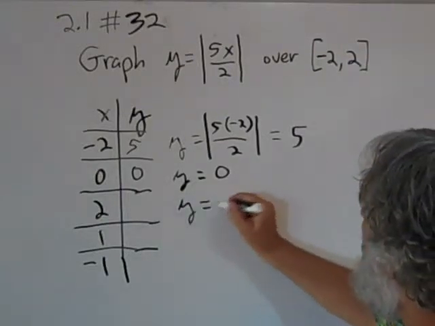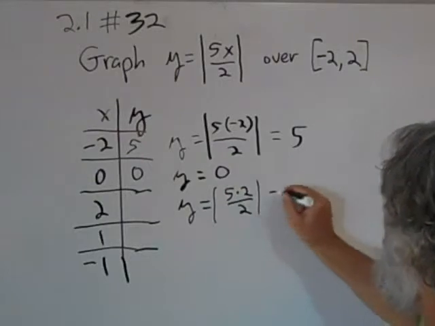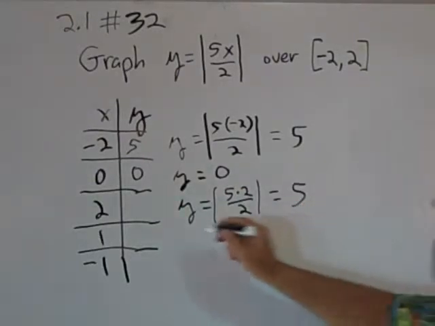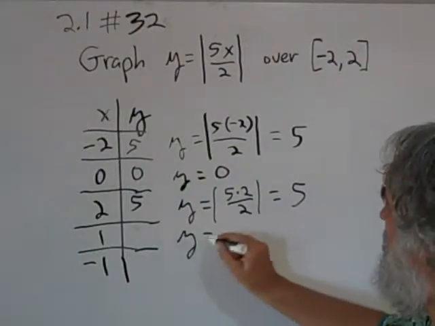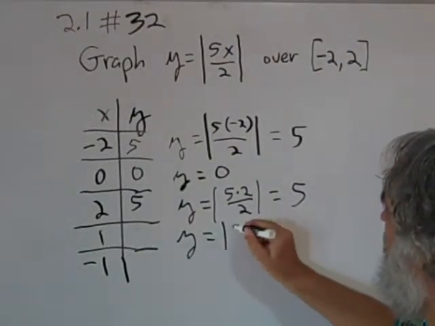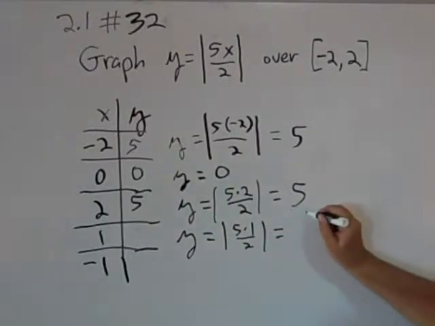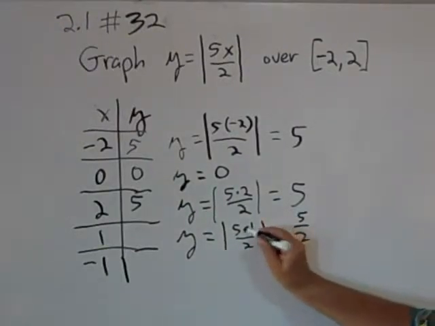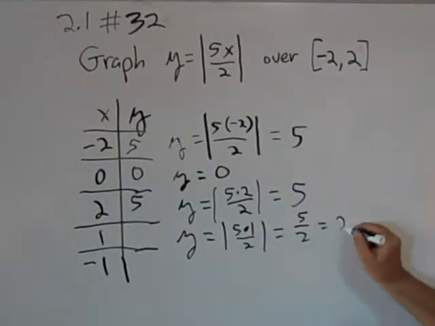When x is 2, y is equal to 5 times 2 divided by 2, all in absolute value. The 2's cancel, so this equals 5 again. And when x is equal to 1, y is equal to the absolute value of 5 times 1 divided by 2. That's just 5 halves, and that's exactly 2.5.